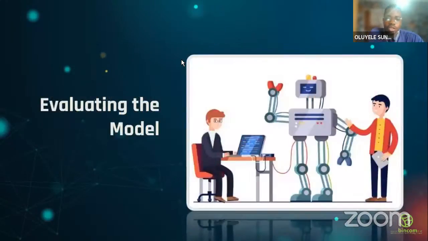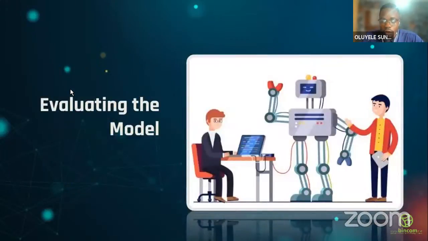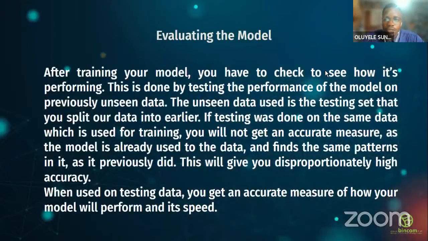So the next one is actually evaluating the model. So what do we mean by evaluating the model? Because you can just build a model that might not be useful for what you are trying to do. The other time I spoke about testing and training. This is the part where you try to find maybe the accuracy of the model, find the precision of the model, find a lot of things about the model and see how efficient this particular model is.